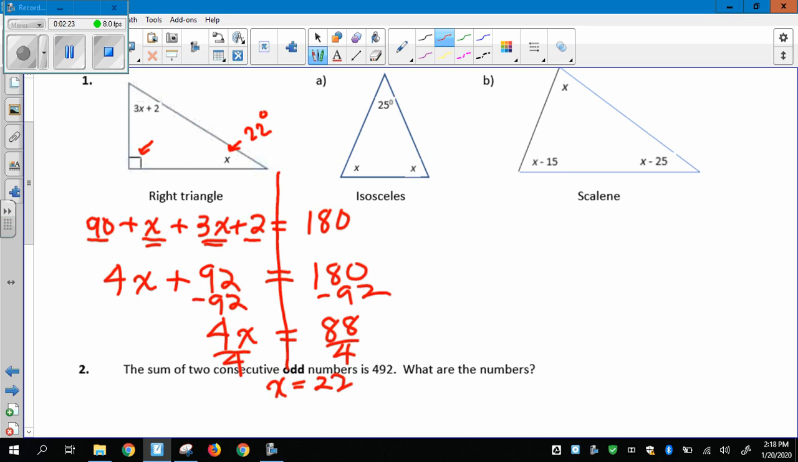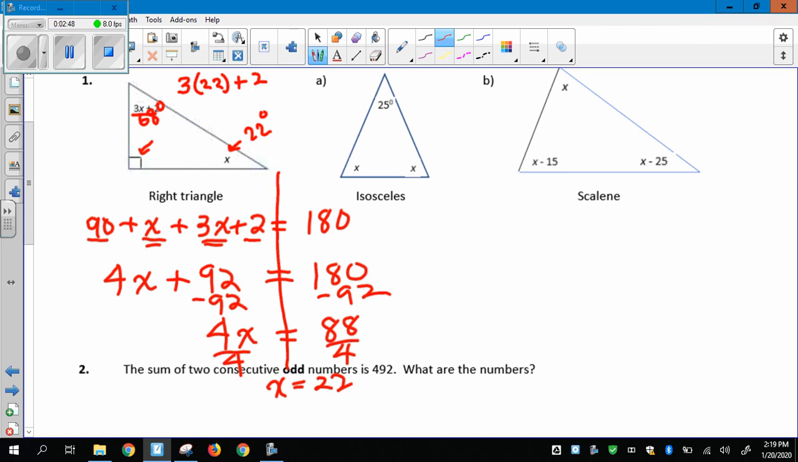And I need to figure out what the other missing angle is, this one right here. To get that, I'm just going to take 3 times my value of x that I now know is 22, and then add 2. And that gives me 66 plus 2 is 68 degrees. And then one final check you can do is just make sure all three angles add up to 180 degrees, which I think you'll find they do.